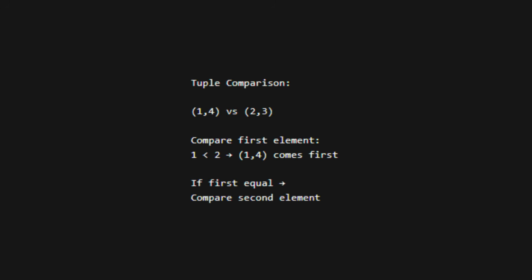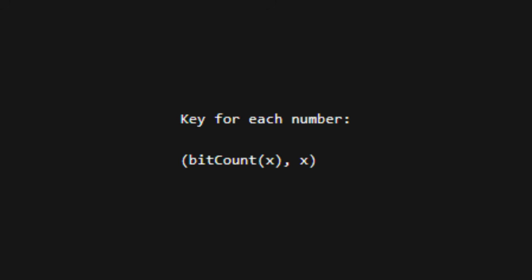Python compares tuples from left to right. So it first compares the bit count. If those are equal, it compares the number itself. So for this problem, the key for each number is simply bit count, comma, the number.